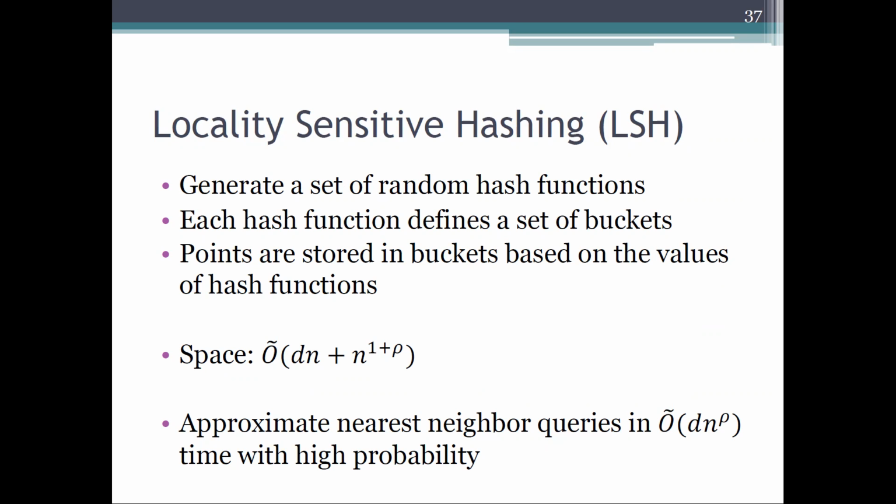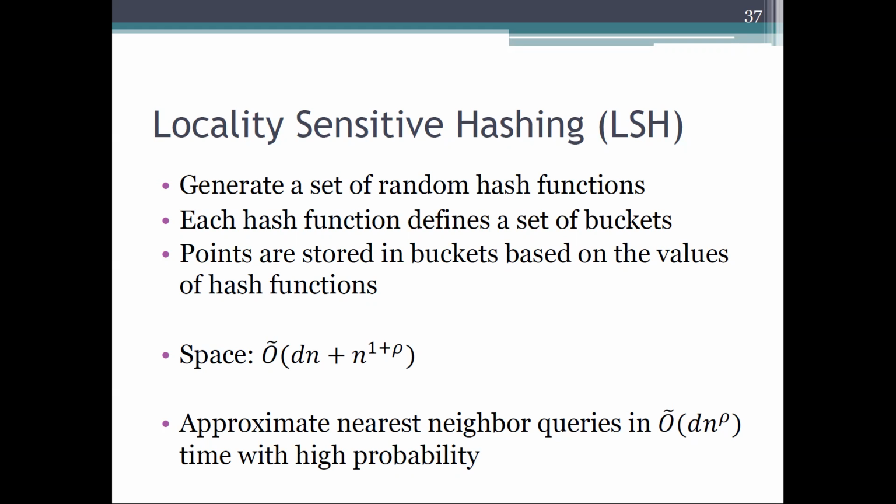The main idea is to generate a set of random hash functions from a sensitive, as it is called, family of hash functions. Each hash function defines a set of buckets based on the different values that the hash function can take. Every point is stored in one bucket for each hash function based on its value. The space of the LSH data structure is roughly order dn plus n to 1 plus rho.